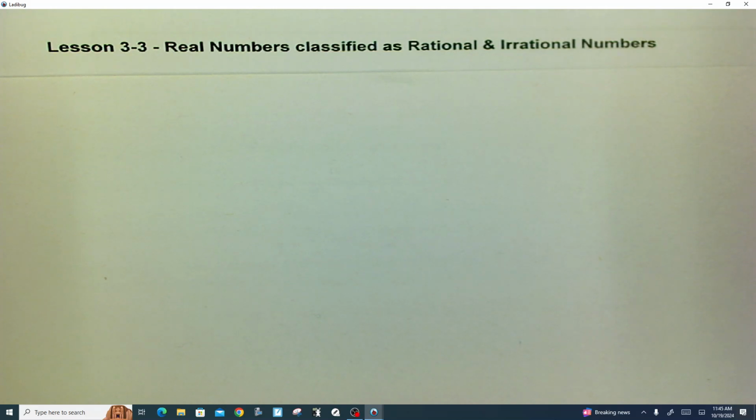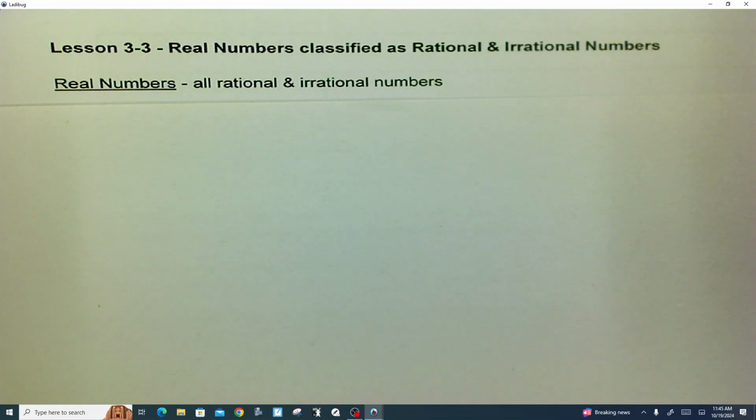Let's take a look at lesson 3-3. What it comes down to is that if you put all of the rational and irrational numbers together, you get a set of numbers called real numbers. So if you turn to page 6 of your notes, we'll fill out a Venn diagram to explore this a little bit deeper.